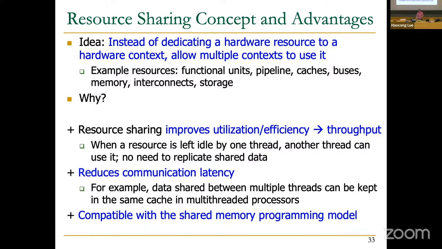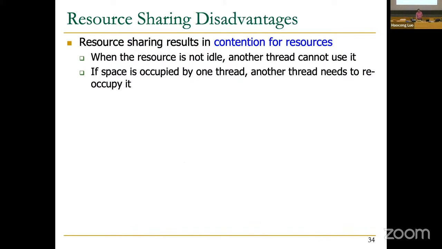Okay, so these are the advantages. But unfortunately, resource sharing has disadvantages as well. One of the major ones is that it results in contention for shared resources. When the resource is not idle, another thread cannot use it, basically, because somebody occupied that resource. That's true for any kind of resource. It could be cache space, it could be bus bandwidth, it could be some memory space, it could be some storage space.